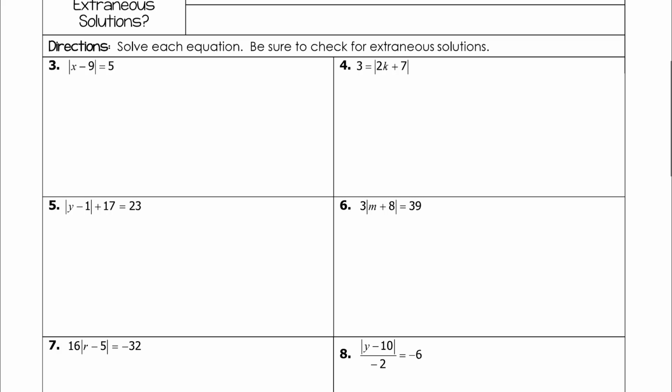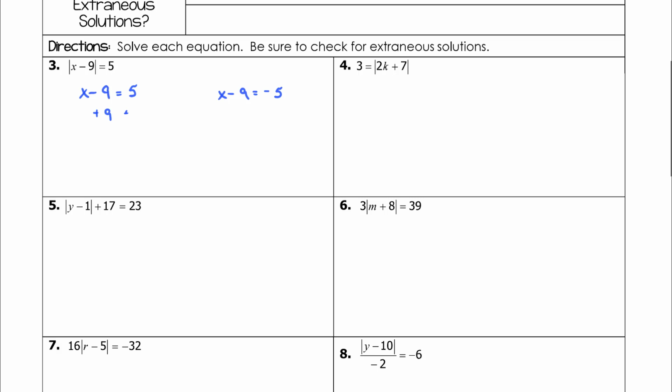And that next step is to simply create 2 cases. The first one is x minus 9 equals 5. Same original problem, we just don't have the absolute values in it. The second case is x minus 9 equals -5. We don't change what's inside the absolute value. We just take the opposite of what's on the right-hand side.